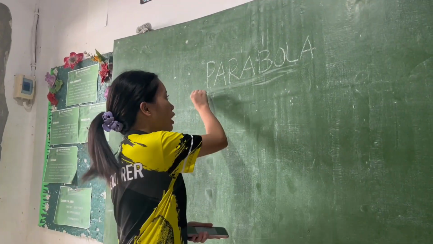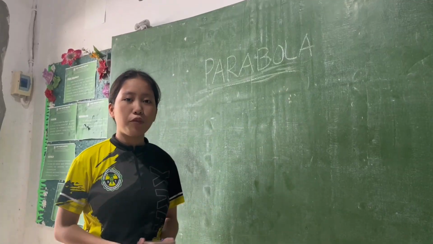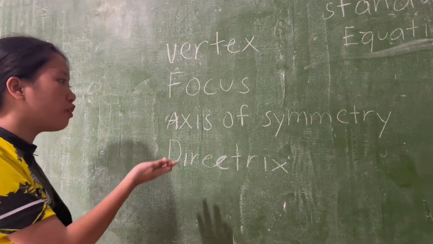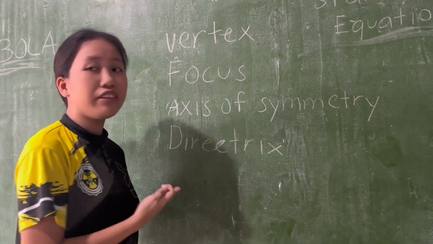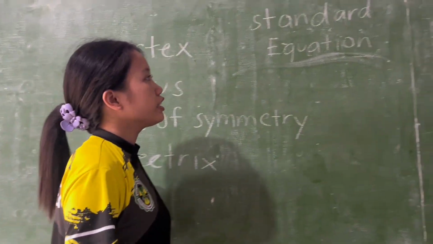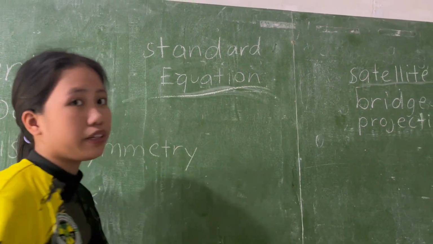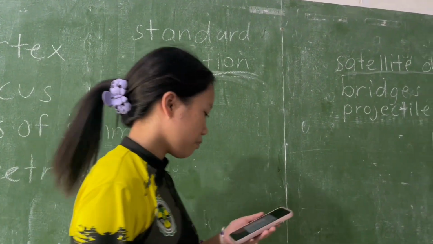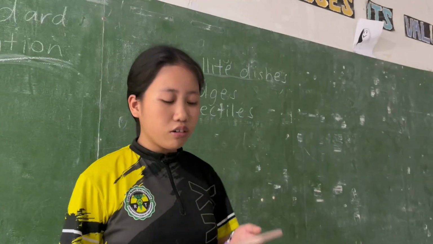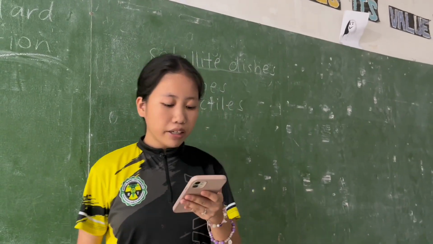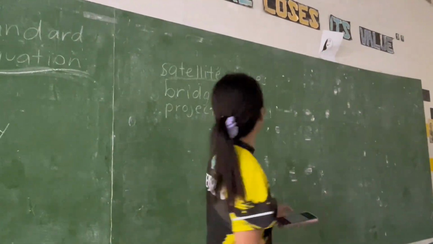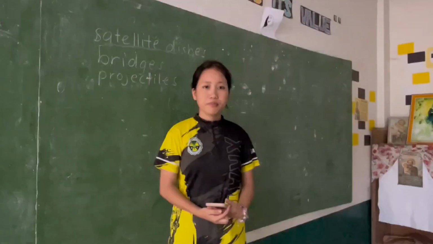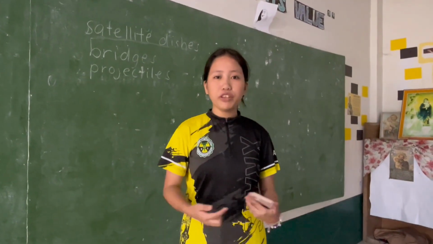To summarize, a parabola is a special curve from the conic sections. It has important parts such as the vertex, focus, axis of symmetry, and directrix. Using the standard equation, we can determine the focus, directrix, and vertex. Parabolas are not only important in mathematics, but also appear in real life such as satellite dishes, bridges, and projectiles. And that concludes our video tutorial.